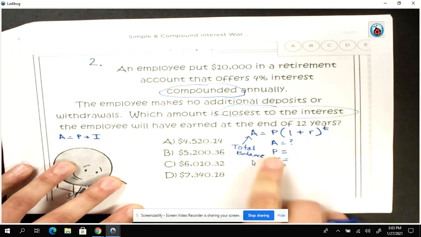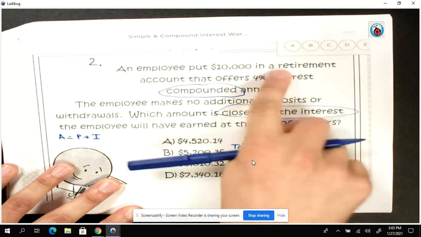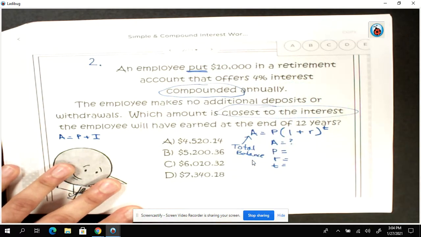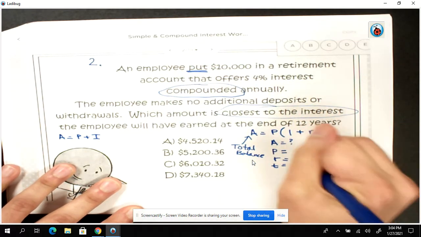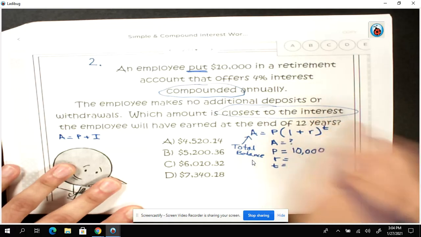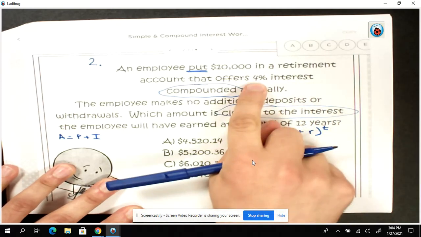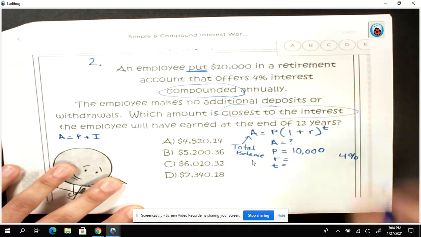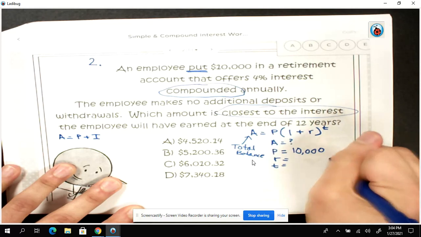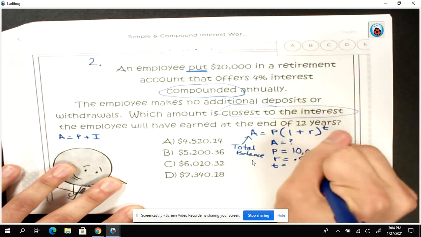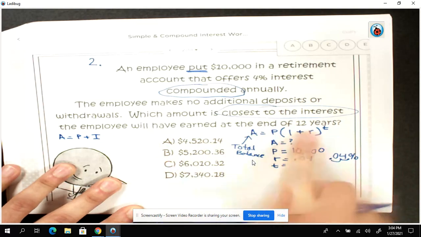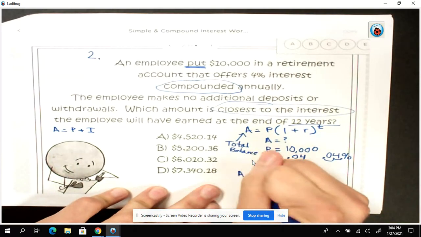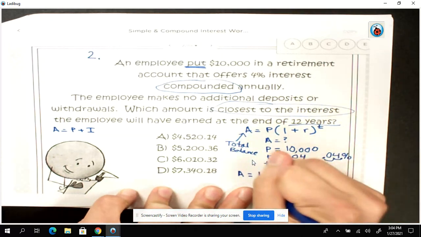All right, our principal. So we're dealing with a retirement account. Put, so if we put money, so that's an investment. So 10,000 is going to be our principal. Our rate, we have 4%. But since it's in percent form, we're going to move that decimal point over 2 times and get 0.04. Our T is telling us 12 years. All right, so now we write that in. A equals our P of 10,000.